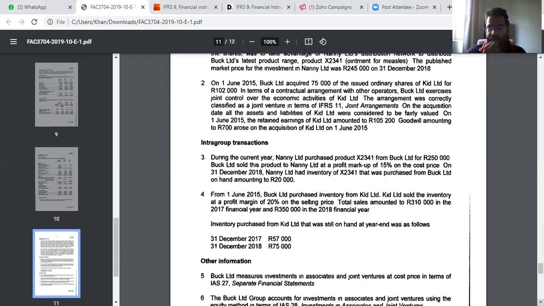So here you can see in point number three, we only had inventory on hand in the current year. But in point number four, we have inventory on hand in the current year as well as the prior year. So now we know there's an unrealized profit included in the prior year. Therefore, we will have three journal entries where we have to take care of the prior year unrealized profit. But we'll deal with that when we do the question now.